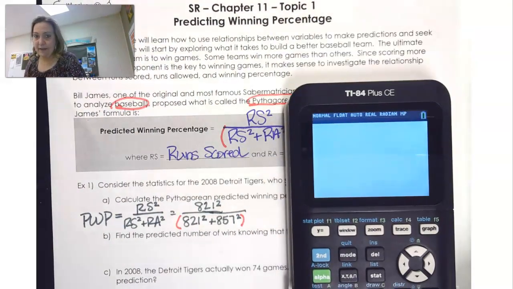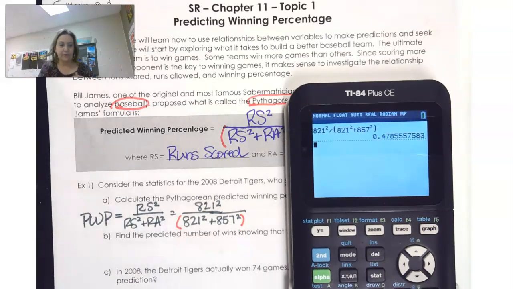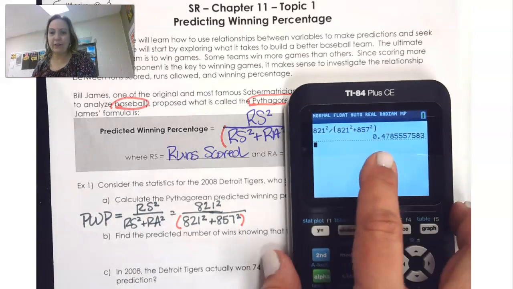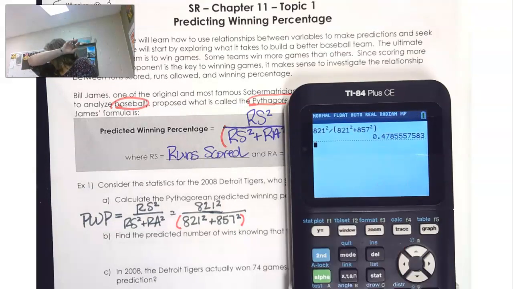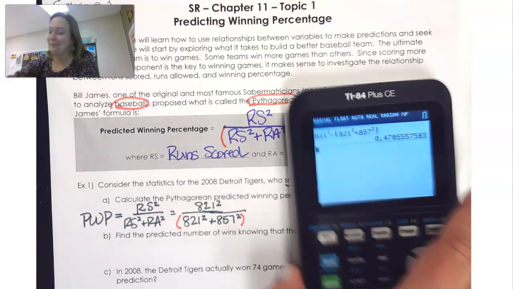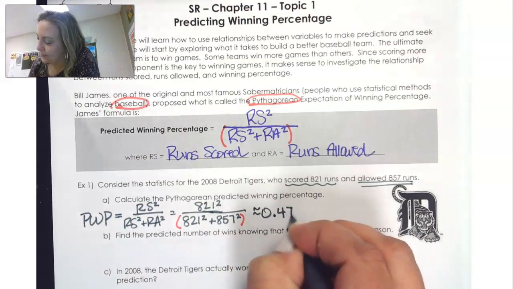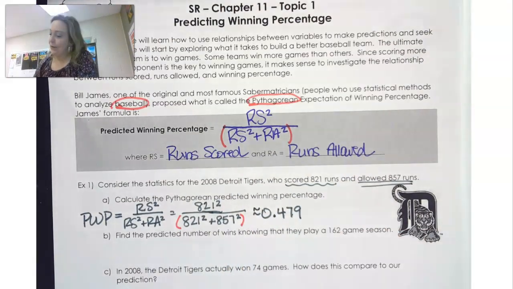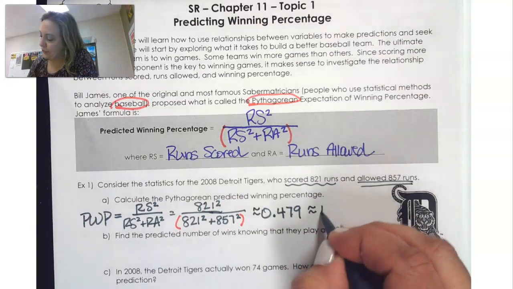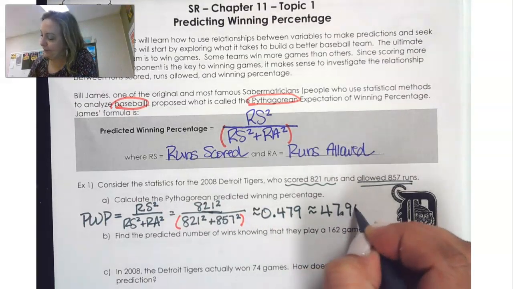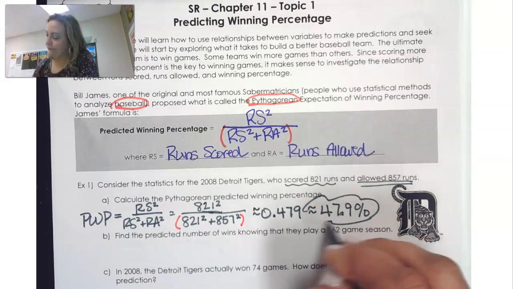So we're going to have 821 squared divided by, in parentheses, 821 squared plus 857 squared. And that gives us about 0.479. Again, we usually round proportions to the nearest thousandth, so that way, if we turn it into a percentage, it's to the nearest tenth of a percent. So that gives us about 47.9%.